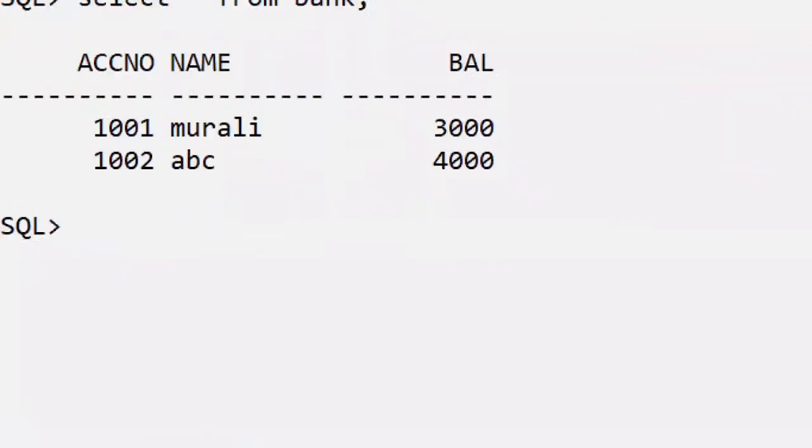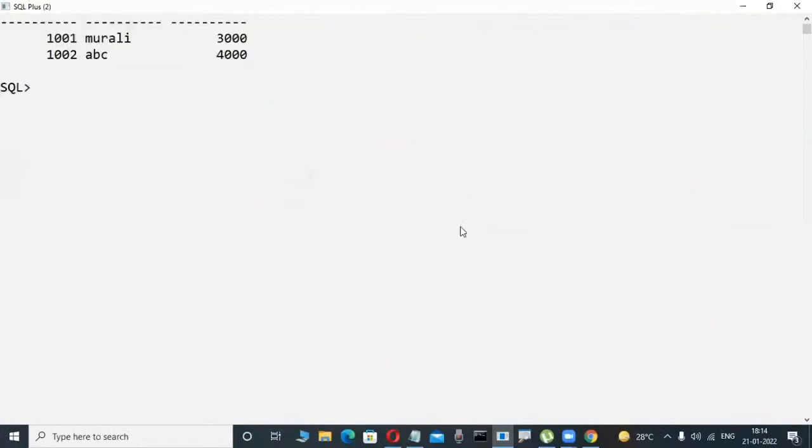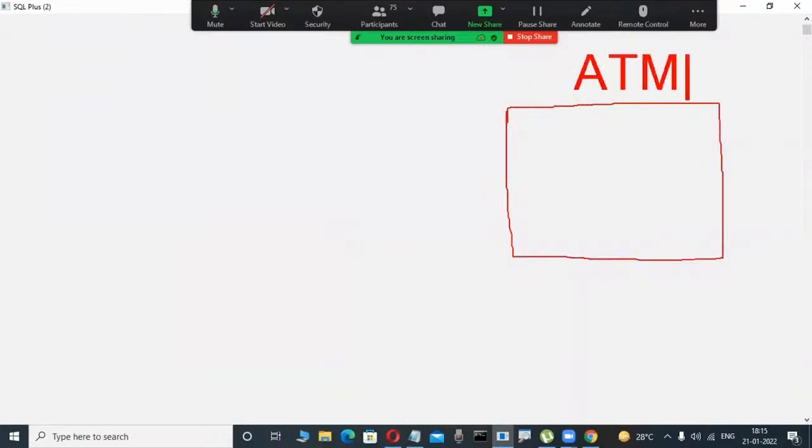Suppose this data, observe for one minute. 1001 is an account number. My name is Murali, I'm an account holder. My balance is how much? 3000. My balance is 3000, for example. Now check out the scenario. This is an ATM machine, for example. One scenario I'm telling, enough. Now, what is my balance in my account? 3000 is the balance.